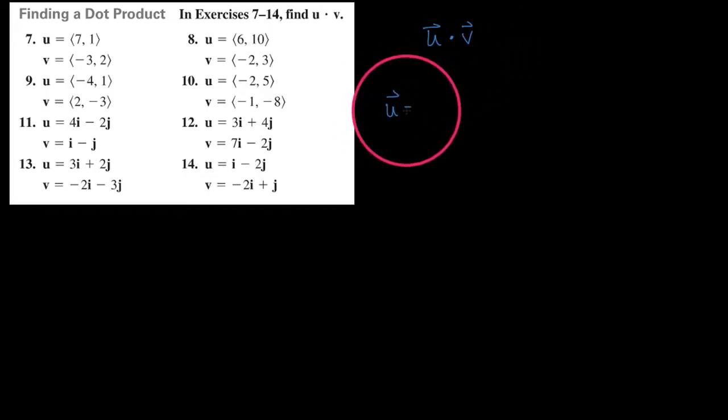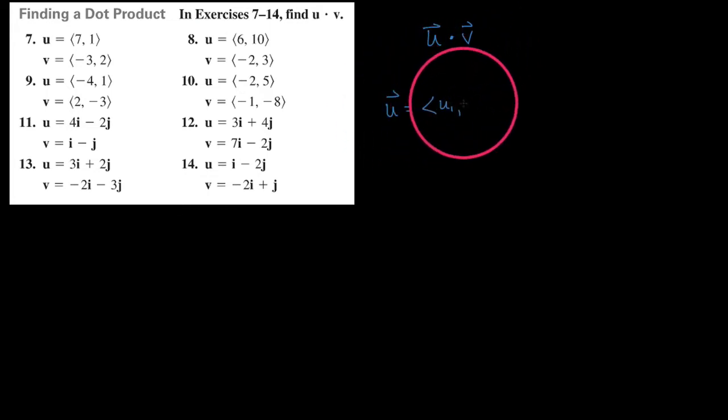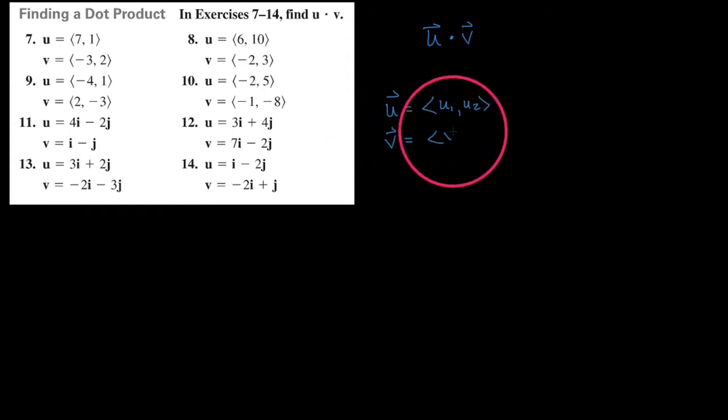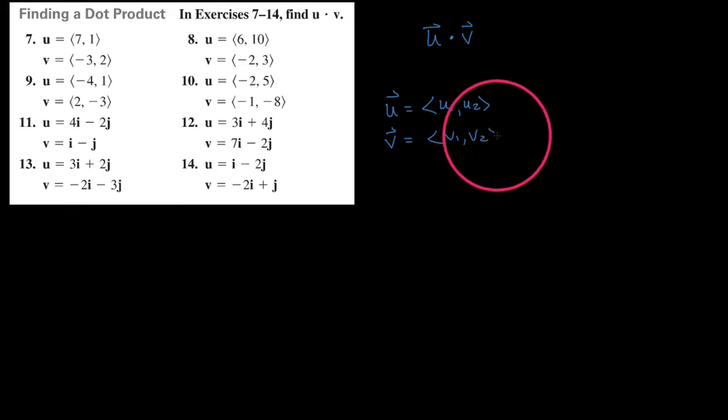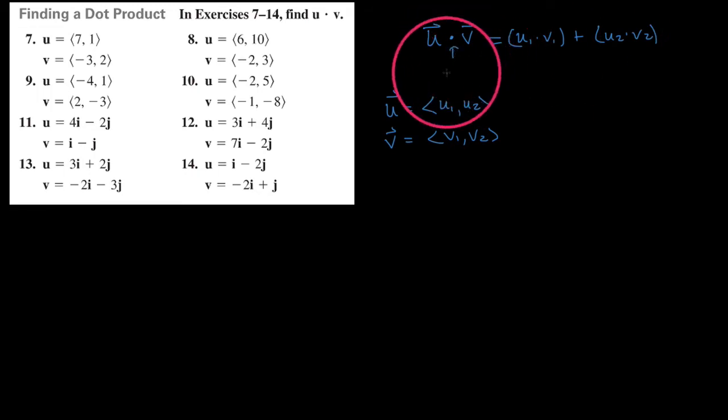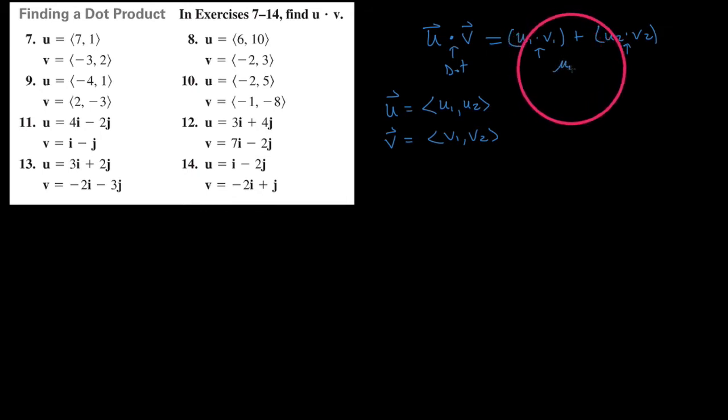Remember that if we say u has components u1, u2, and v is some other vector with components v1, v2, then when we take u dot v, and that's how we read this, we just multiply the horizontal components together. So u1 times v1, we take that product and add it to u2 times v2, which is the product of the vertical components. When you look at it this way, this right here is a dot product, but these right here are multiplication. I do want to make sure that you know the difference between those.